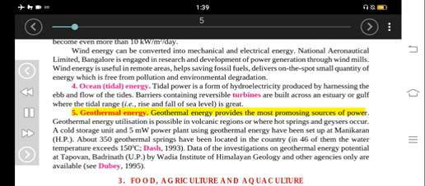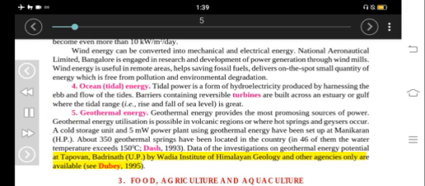5. Geothermal energy. Geothermal energy provides one of the most promising sources of power. Geothermal energy utilization is possible in volcanic regions or where hot springs and geysers occur. A cold storage unit and a 5 milliwatt power plant using geothermal energy have been set up at Manikaran, HP. About 350 geothermal springs have been located in the country. In 46 of them the water temperature exceeds 150 degrees Celsius. Data of the investigations on geothermal energy potential at Tapovan, Badrinath, UP by Wadia Institute of Himalayan Geology and other agencies only are available.